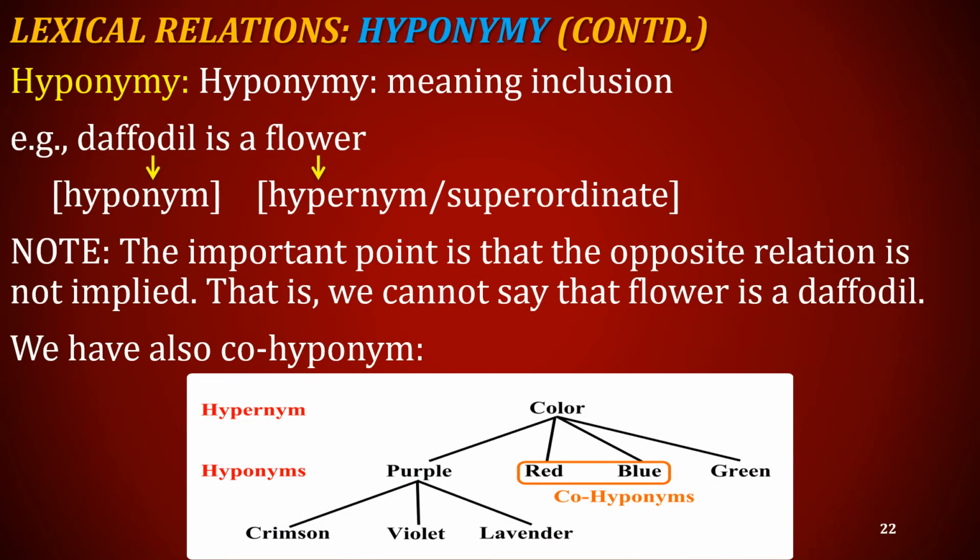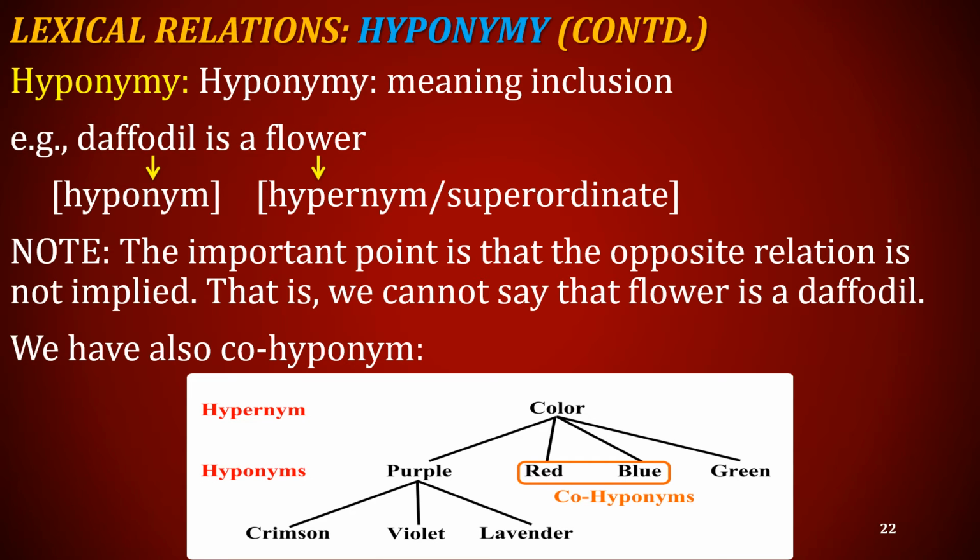So far we covered synonymy and antonymy. Now we're going to talk about hyponymy. Hyponymy is meaning inclusion. That is, the meaning of a word includes the meaning of another word. For example, when we say daffodil is a flower, the meaning of flower includes the meaning of daffodil. So daffodil is a hyponym for flower, and flower here is the superordinate or hypernym. The important thing to note is that the opposite relation is not implied. That is, we cannot say that flower is a daffodil.